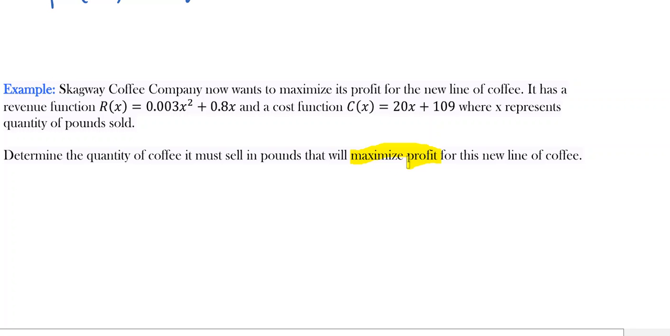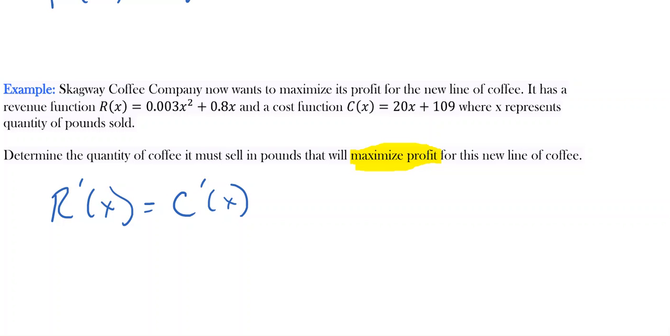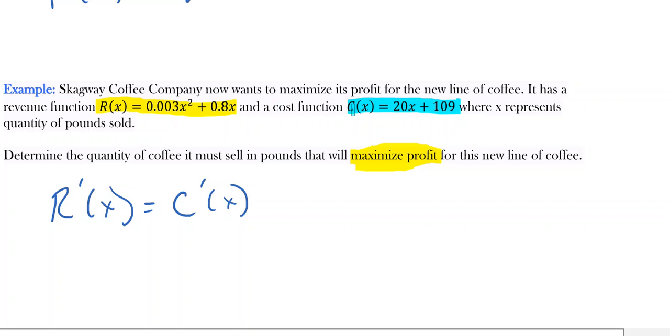So we took a look at something similar to this in the last video on costs. And what we learned there is that profit will be maximized where the marginal revenue function is equal to the marginal cost function. So we need to find the marginal revenue function. We are given the revenue function and the cost function here. We need to find the marginal revenue.